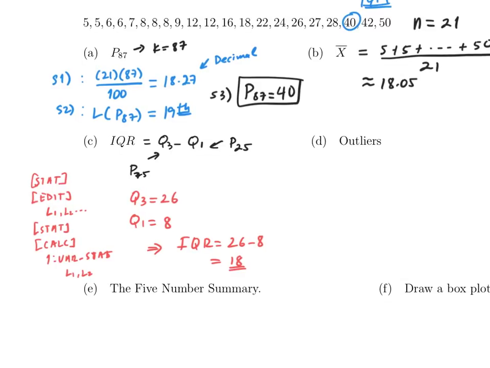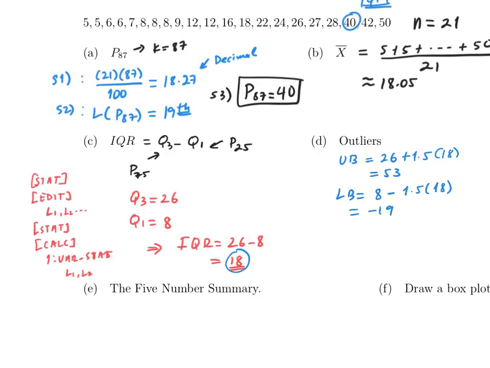To find the outliers, remember you need to find an upper bound and a lower bound. The upper bound is Q3, which in our case is 26, plus 1.5 times the IQR, which in our case is 18, and this equals 53. The lower bound is Q1, which is 8, minus 1.5 times the IQR, which is 18.